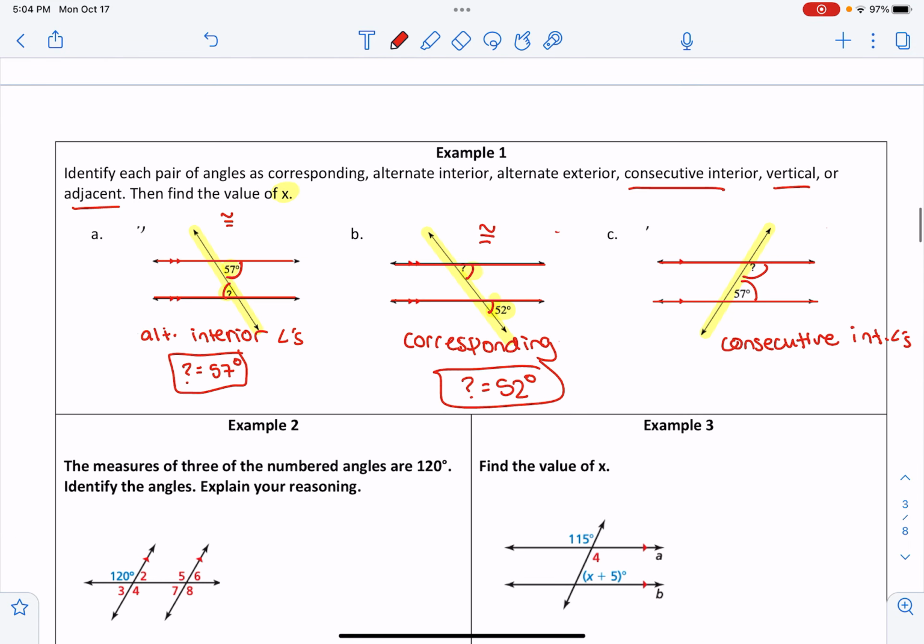So whatever that question mark is, we'll call it x, plus 57 adds up to equal 180 degrees. So I'm going to subtract that 57 on both sides. So then x is equal to 123 degrees.